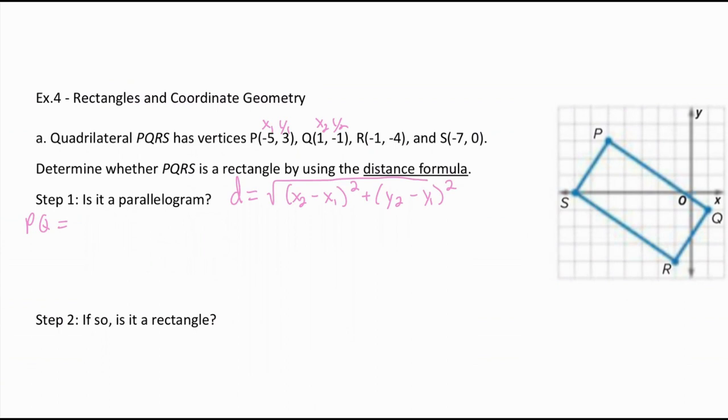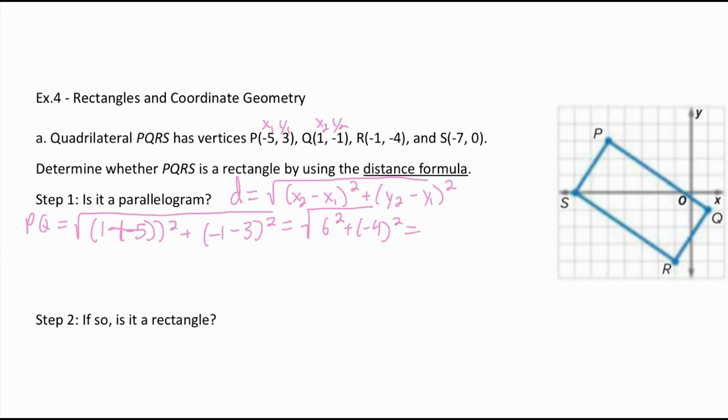Okay. So I'm doing x2, which is 1, minus x1, which is negative 5, squared, plus y2, which is negative 1, minus y1, which is 3, squared. What's going to happen to that double negative? Positive. So I'm really doing 6 squared plus negative 4 squared.